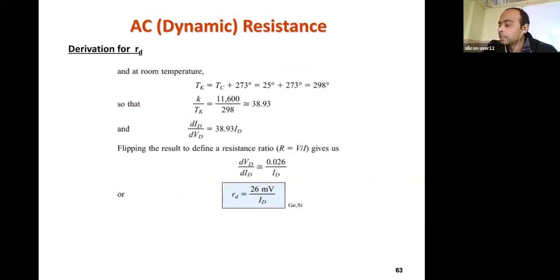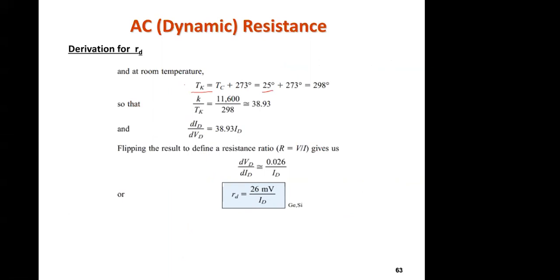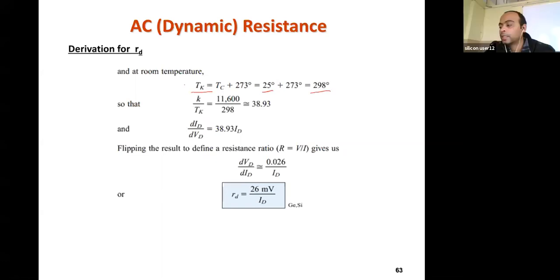And temperature in Kelvin Tk equals Tc plus 273. Room temperature is taken as 25 degrees, sometimes 27 also. Anyway, you can consider room temperature as 25 degrees centigrade, so 298 Kelvin; it was written wrong there. Room temperature in Kelvin is 298. So now I can calculate k by Tk equal to 11,600 by 298, which is 38.93.